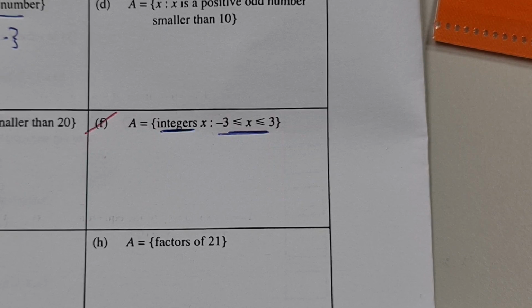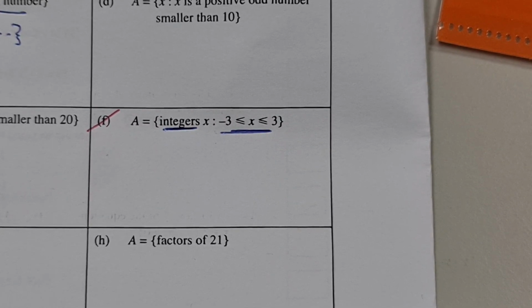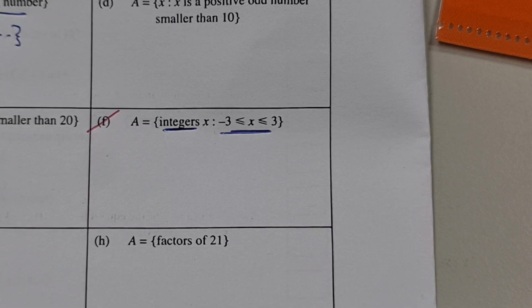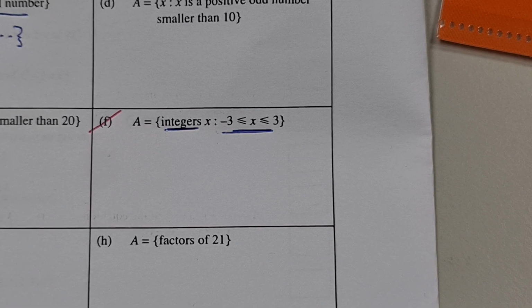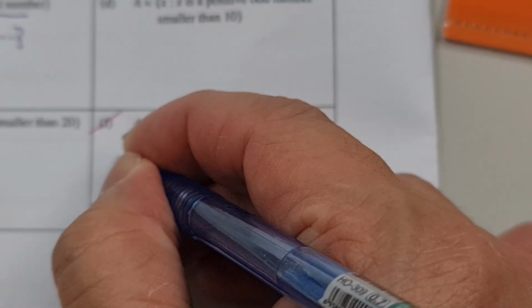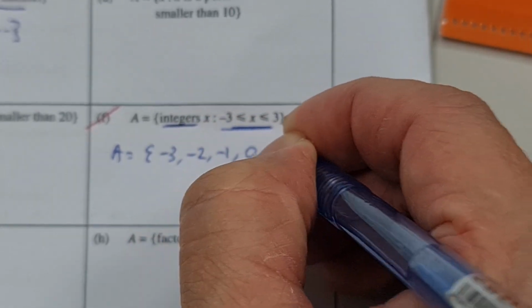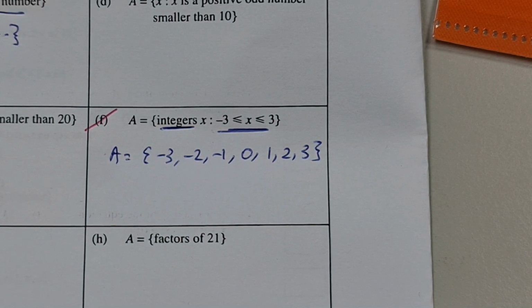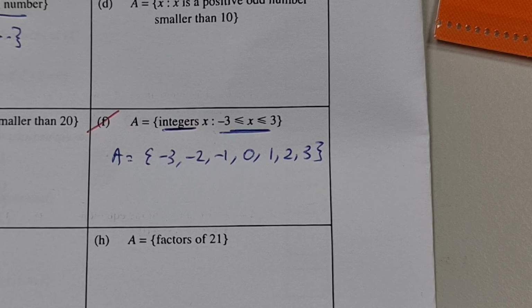Okay, now the F itself, we have set A mentioning there's an integer with this range, -3 to 3. So integer means it's like a whole number with positive and negative sign. So basically what we need to do is just include all the numbers -3, -2, -1, 0, 1, 2, and 3, because the inequality sign there is smaller or equals to, there's an equal. So you include the numbers there.